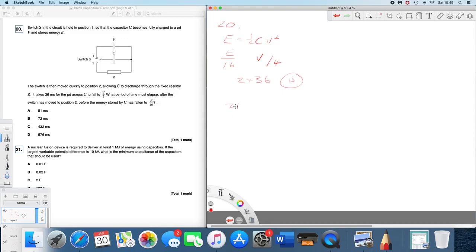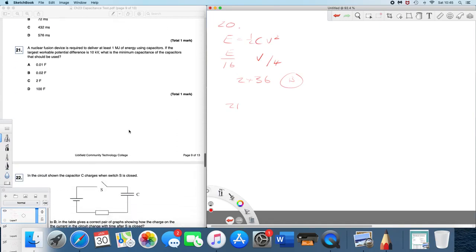21. The nuclear fusion device requires to deliver at least 1 megajoule using capacitors. If the largest workable potential difference is 10,000 volts, what's the minimum capacitance of the capacitors that should be used? Well, we want 1 megajoule, and we want a half CV squared, which is 10 to the 4 squared, gives us C to be 0.02 farads, which is B.